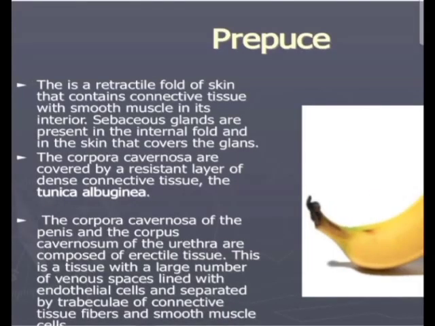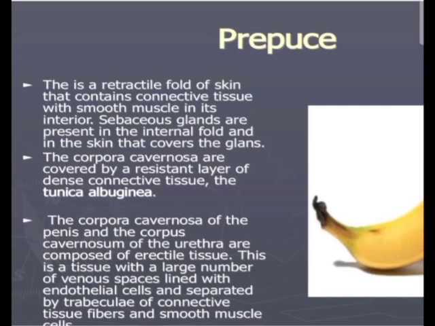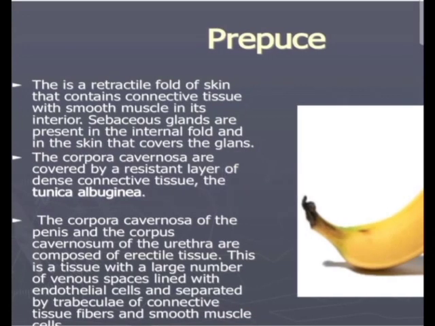So this is a retractile fold of skin that contains connective tissue and smooth muscles in its interior. Sebaceous glands are present in the internal fold and in the skin that covers the glans. The corpora cavernosa are covered by a resistant layer of dense connective tissue, that is the tunica albuginea. Corpora cavernosa of the penis and the corpus spongiosum of the urethra are composed of erectile tissue. This is a tissue with a large number of venous spaces lined with endothelial cells and separated by trabeculae of connective tissue fibers and smooth muscles.